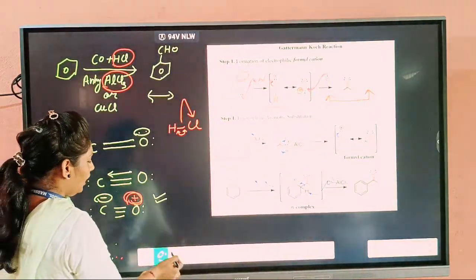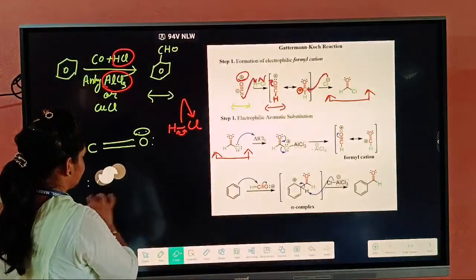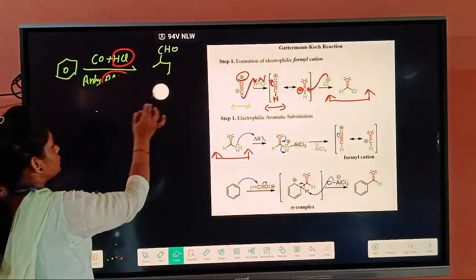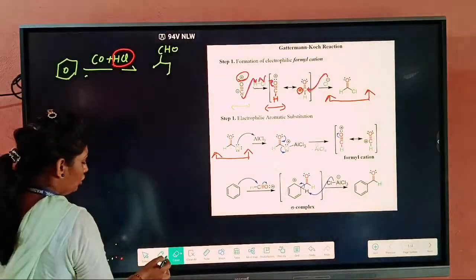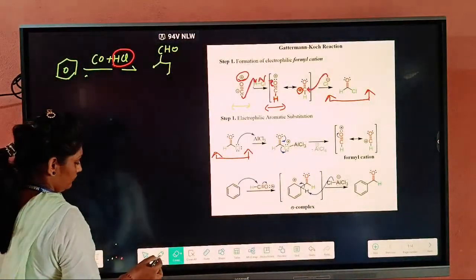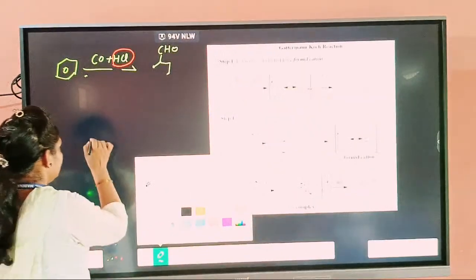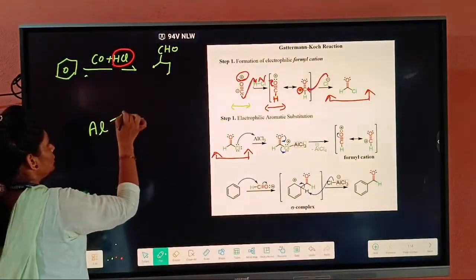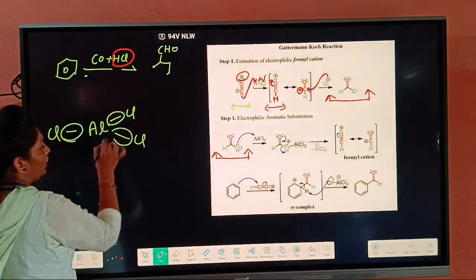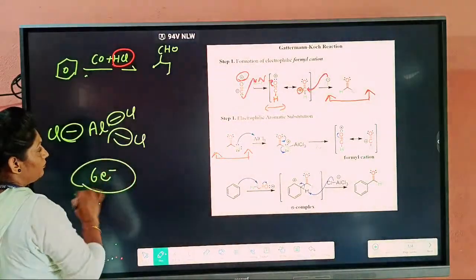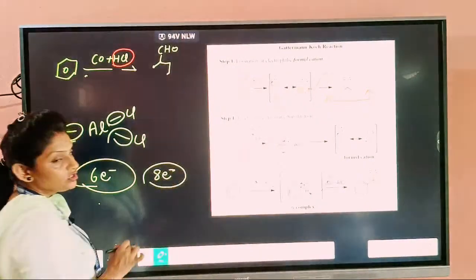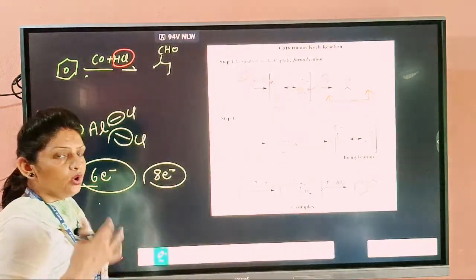And you know very well aluminium chloride is a Lewis acid because after formation of the bond, its octet is not completed. So here AlCl3, after formation of bond, it has only 6 electrons in its outermost shell. But for getting stability, there should be 8 electrons. Okay, so it has tendency to gain some more electrons.